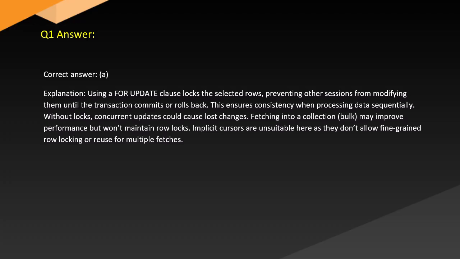Fetching into a collection with bulk may improve performance but won't maintain row locks. Implicit cursors are unsuitable here, as they don't allow fine-grained row locking and reuse for multiple fetches.